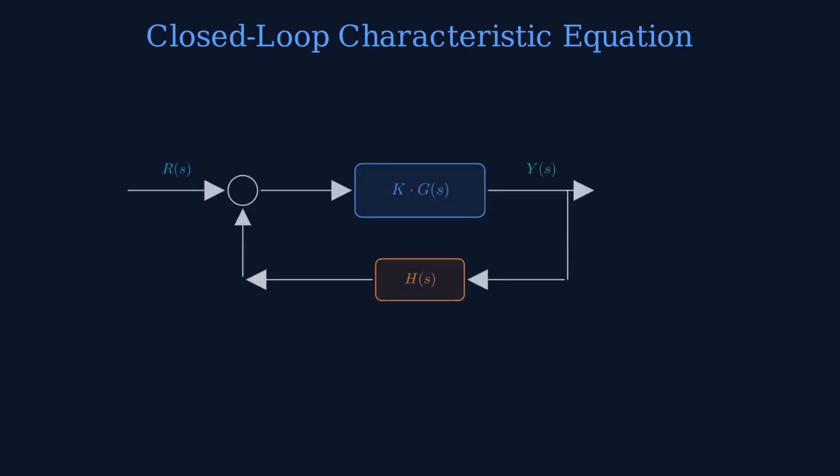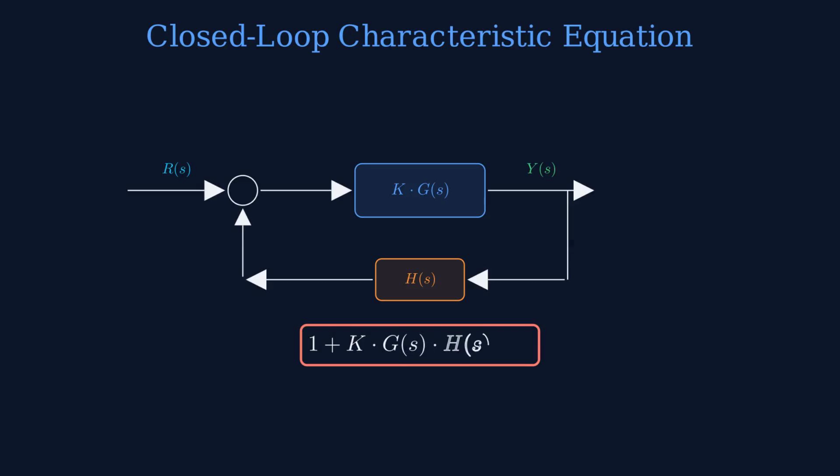Consider a unity feedback system with open loop transfer function k times G(s) times H(s). The closed loop characteristic equation is 1 plus k times G(s) times H(s) equals 0. The roots of this equation are the closed loop poles. As k changes, these roots trace paths in the S-plane. Those paths are the root locus.